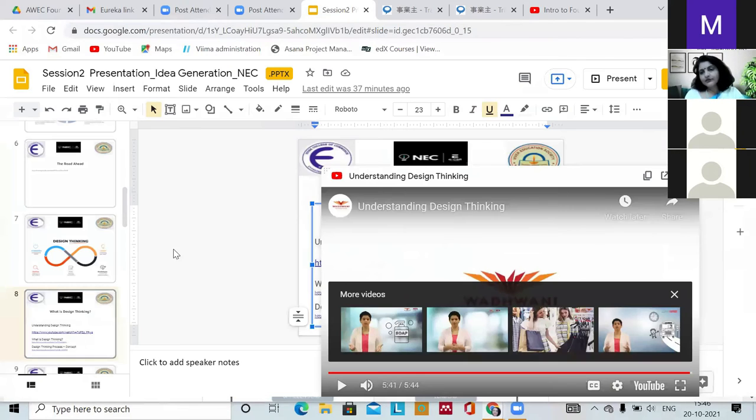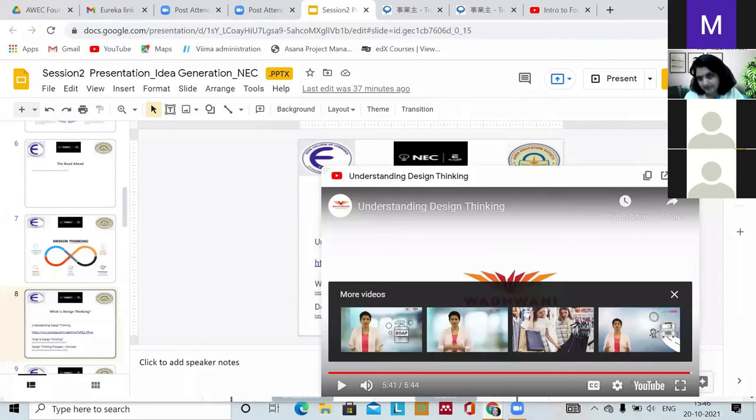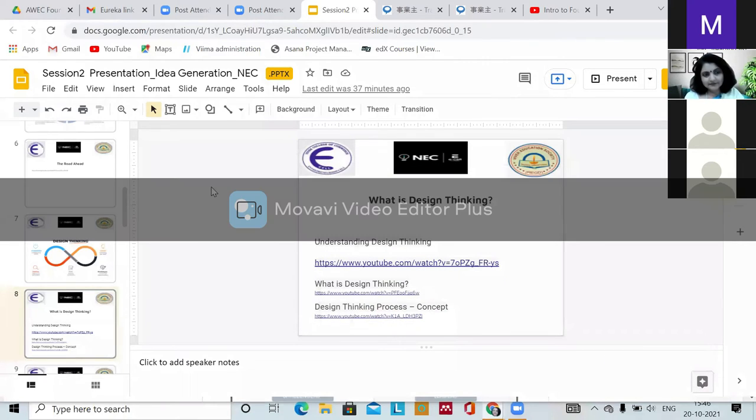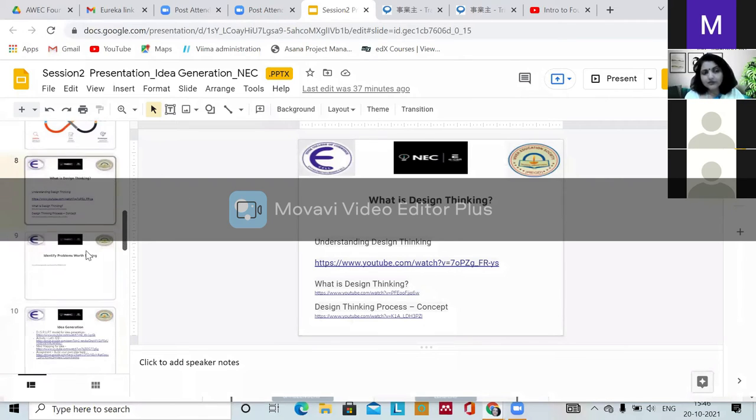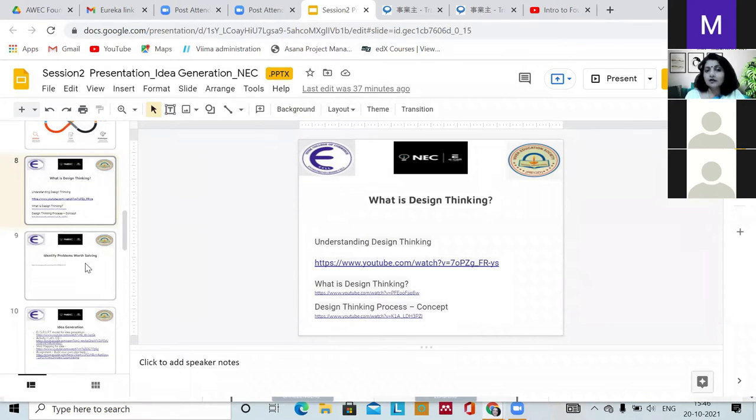So, what do you think? Can you make a habit of design thinking? Right? So, try to observe people, okay? Try to solve their problems, identify their pain areas, right? How many of you are doing that right now?